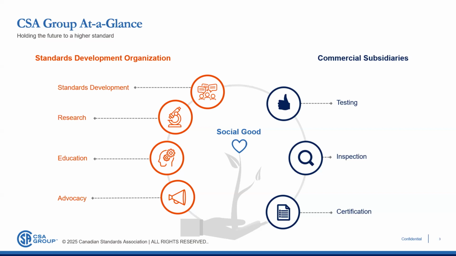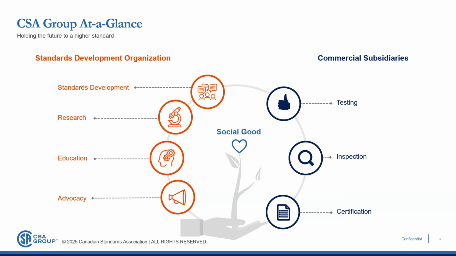We are organized into two components, if you will. CSA Group is made up of a standards development organization, and then we have a commercial subsidiary. The SDO, Standards Development Organization, is a not-for-profit, and our commercial end is for-profit but helps support the Standards Development Organization.